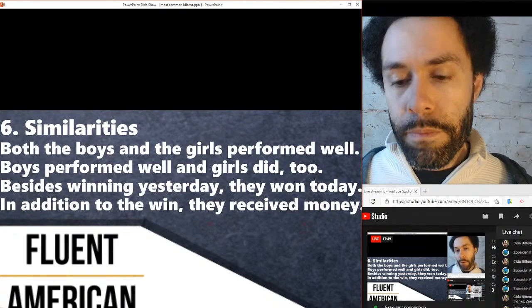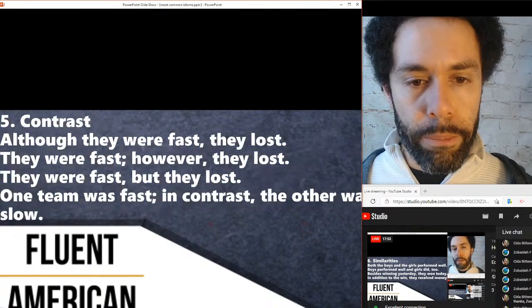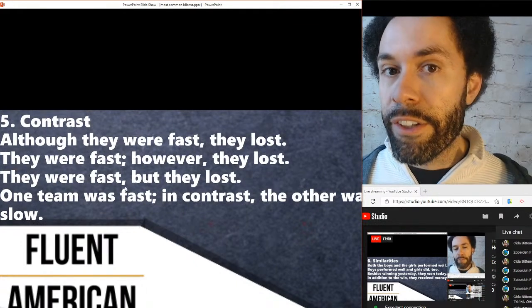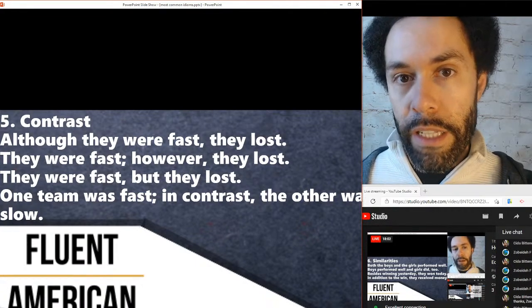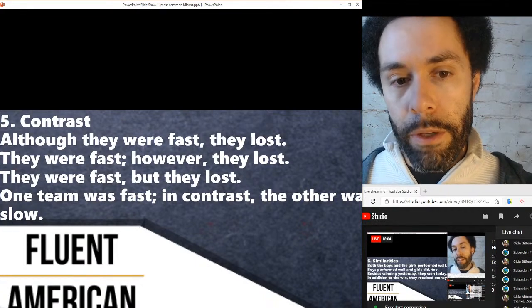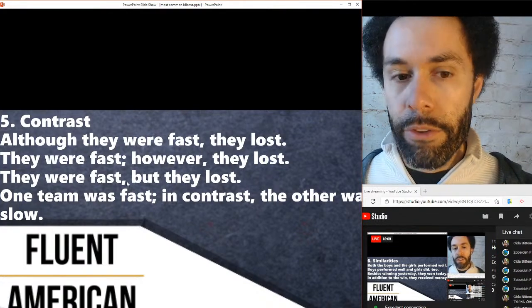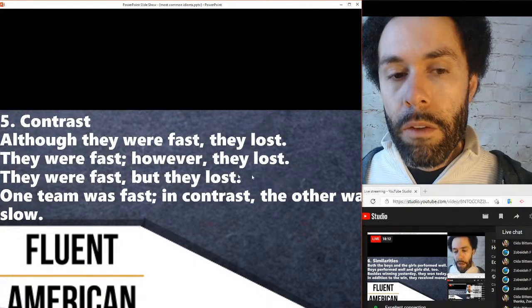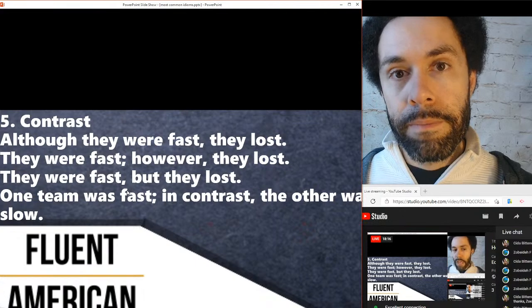We had a quick question here about commas with but. So, do we always need a comma before but? The short answer is no. This is going to happen when you're linking two independent clauses. So, for instance, we have they were fast. That's a complete thought. They lost. That's also a complete thought. So when we add this but in between them, we need that comma.